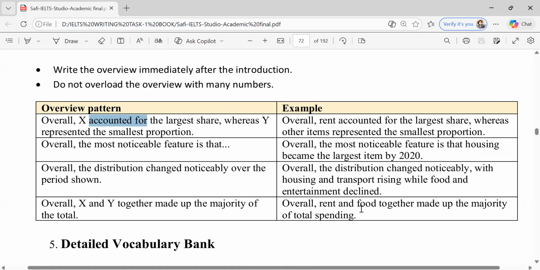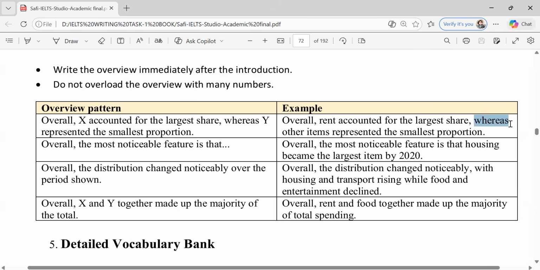Later on, inshallah, after this slide, I will show you how to use that vocabulary. For all charts, this is very important for everyone to know: how to use different vocabulary for each chart. For example, this is overall, rent. For example, in the distribution, rent is one of the categories, and you say rent accounted for the largest share. And this is your overview. In the overview paragraph, we never include numbers, percentages, or proportions. So simply it is a general trend: rent accounted for the largest share.